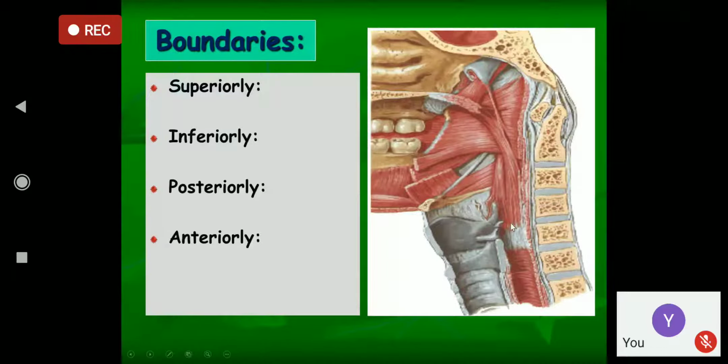Now this one will communicate with the larynx through the inlet of the larynx. So over here we have the inlet of the larynx, somewhere over here. This is how they are going to communicate with the nasal cavity, oral cavity, and the larynx.